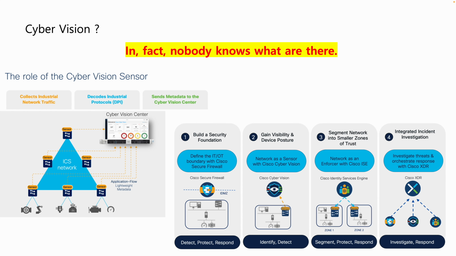Okay, alright. So do you know what Cybervision is? Cybervision is especially a kind of visibility tool for the factory, not IT, the so-called OT, operation technology. So actually, the factory is a dark side, it's a black hole, so nobody knows what's going on there.